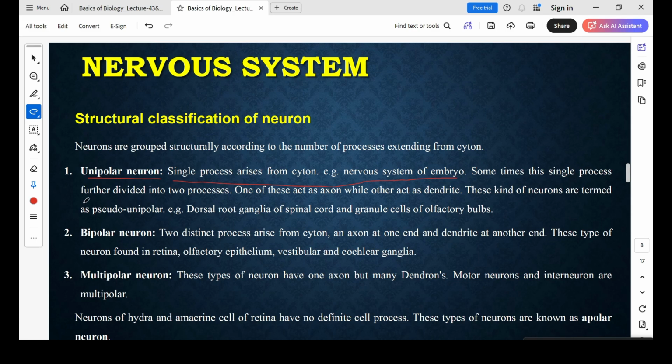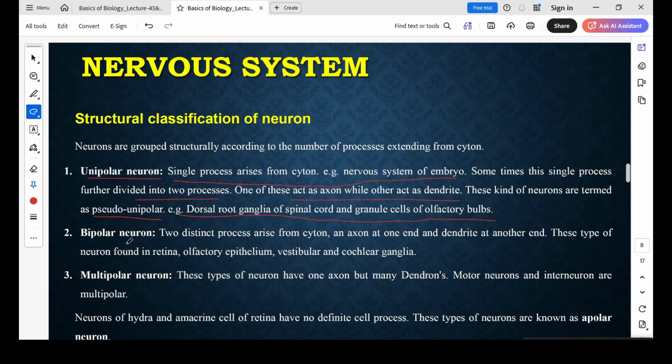Sometimes this single process is further divided into two processes. One of these acts as an axon, while the other acts as a dendrite. These kinds of neurons are known as pseudo-unipolar. Examples are dorsal root ganglia of the spinal cord and granule cells of olfactory bulbs.